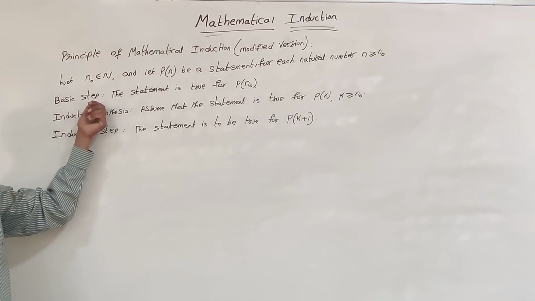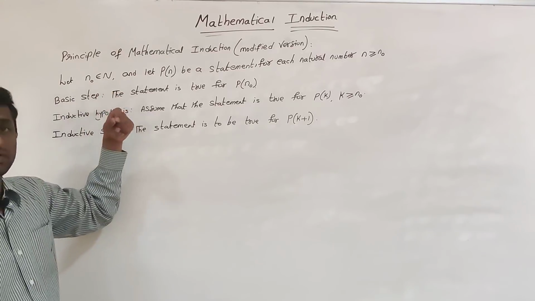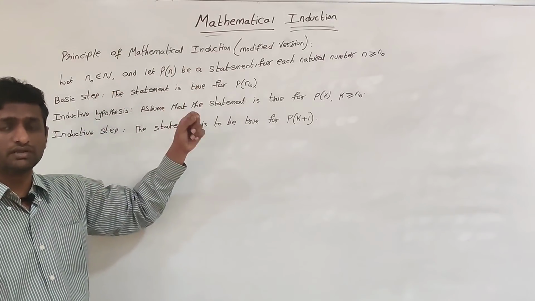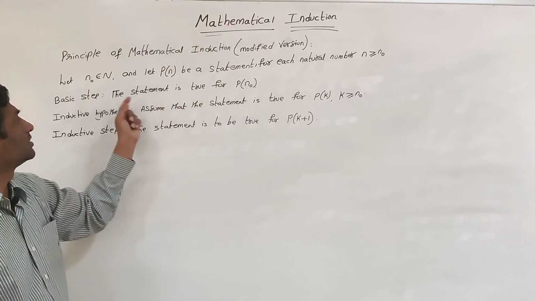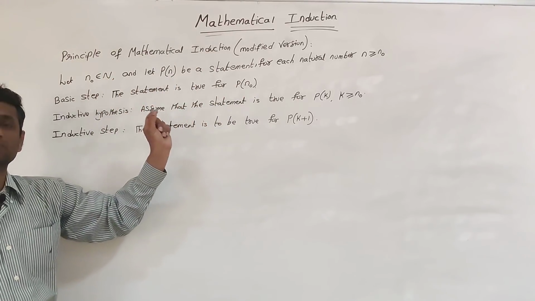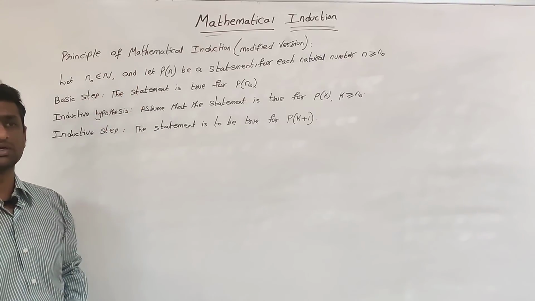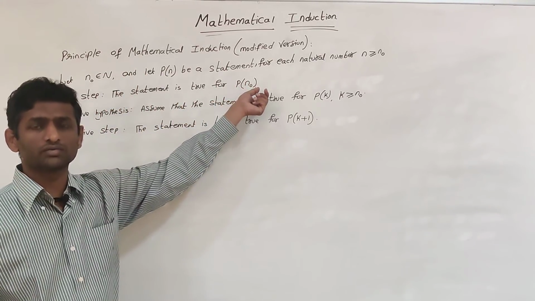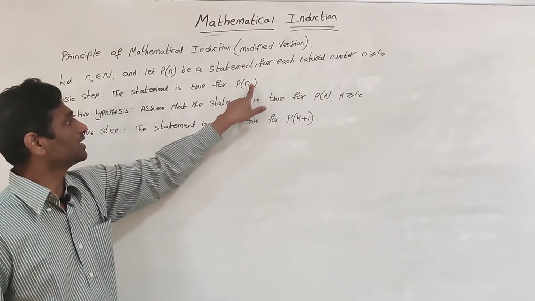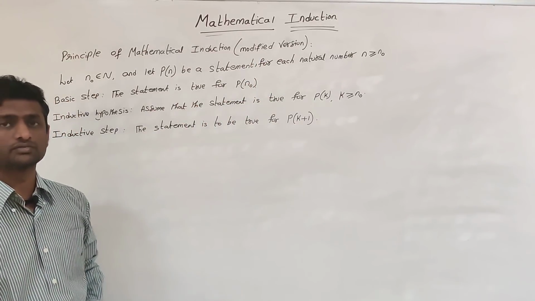So the basic step: whatever the given statement is, it starts being true with n naught. That n naught will be the first natural number in that given statement. So the statement is true for P of n naught, as n naught is the first number.